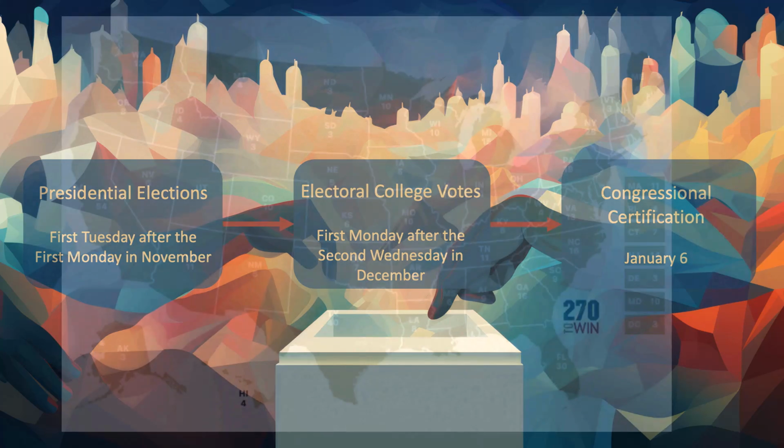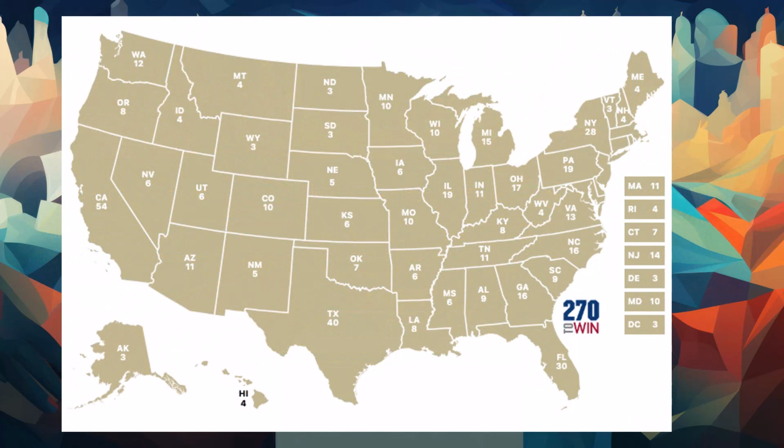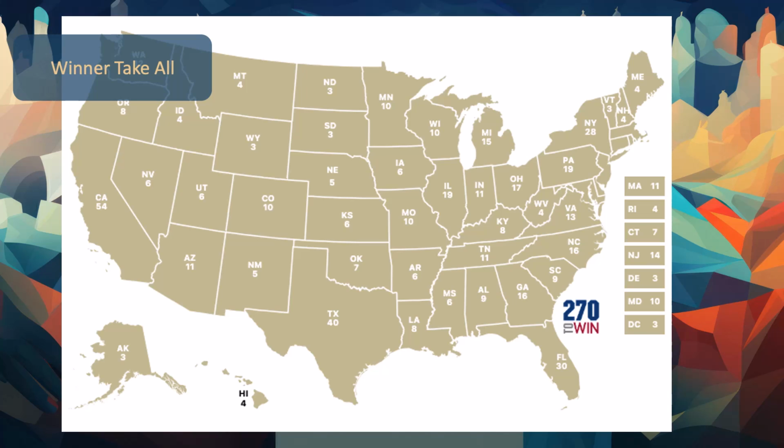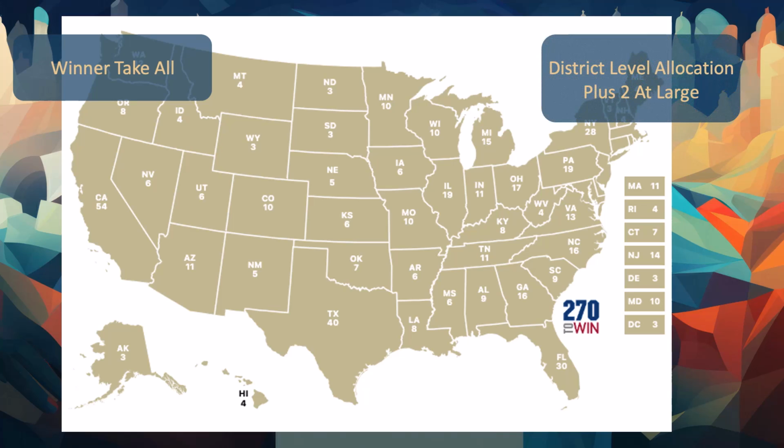Each state can decide how to allocate its electors. While most states use a winner-take-all system where the candidate that receives the most votes in the state wins all of that state's electors, Nebraska and Maine use a slightly different system. In those states, the state allocates its electors at the congressional district level, with the candidate receiving the most votes in a district winning that district's electoral college vote. The candidate that wins the statewide popular vote receives an additional 2 at-large votes in the electoral college.